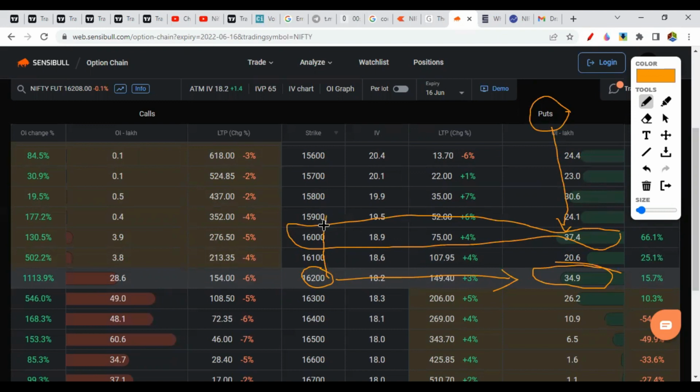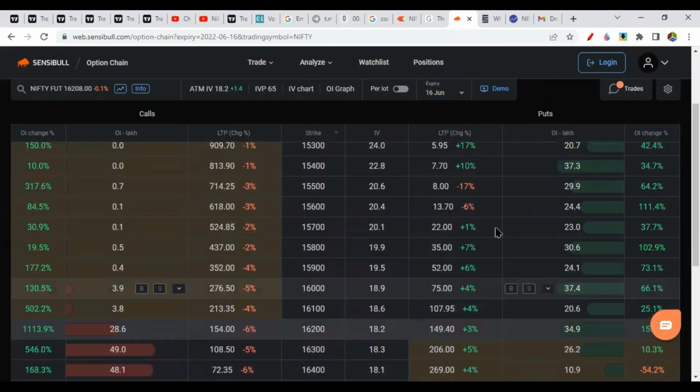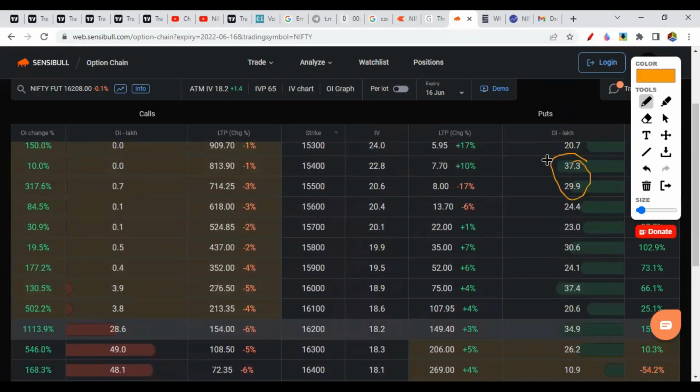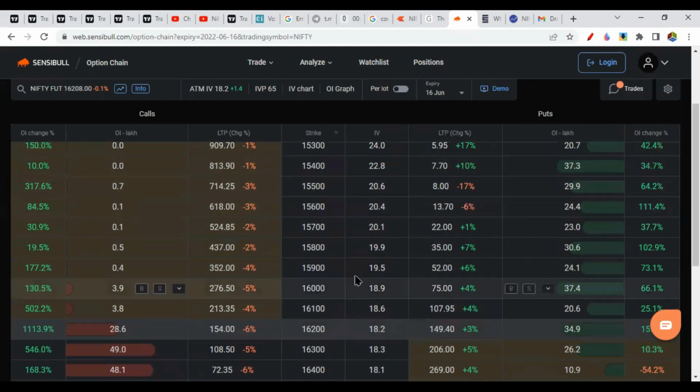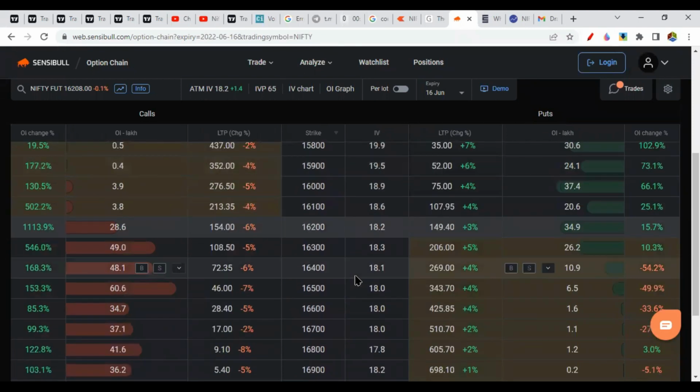So even if 16,000 is broken by a bigger margin, it will go deeper towards the next support of 15,800. After that we will have a deeper support. Right now it's not present, but it will be 16,500. So currently, strangely, it's at 15,400, and this will become a major support later on if it breaks 16,000 and 15,800. So on the put side, you understand the support. On the option chain, it's 16,200 and 16,000 right now, but I'm expecting a lower support on the downside.